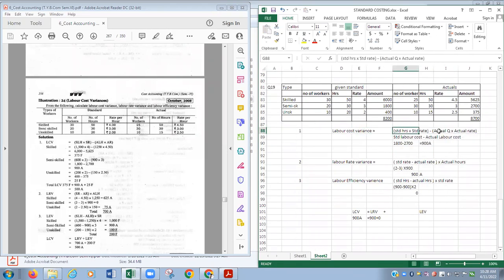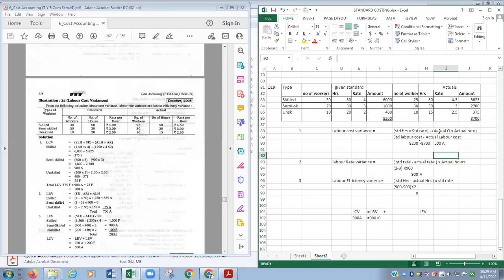Okay, so first one, labor cost variance, standard cost minus actual cost. So our standard cost was 8,200 and actual cost is 8,700. Clear? So we have spent 500 more, so it will be 500 adverse. Clear, students? Okay, you can do it individually also, but in labor cost variance, that is first variance, you need not do that because you already made a table. Okay, so all the calculations are there in front of you, so not show it again.